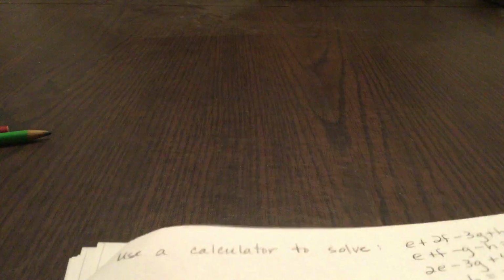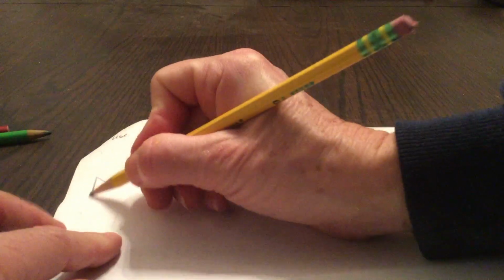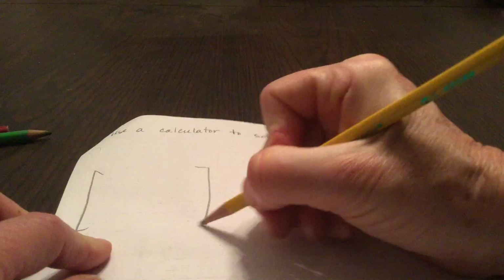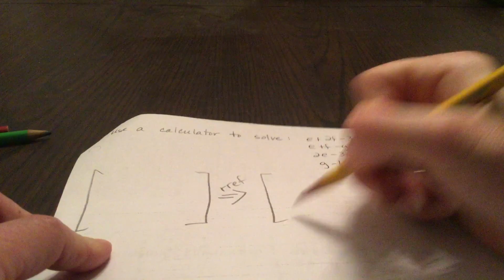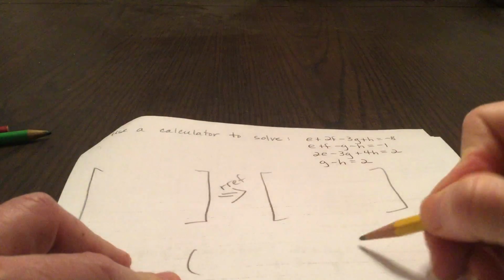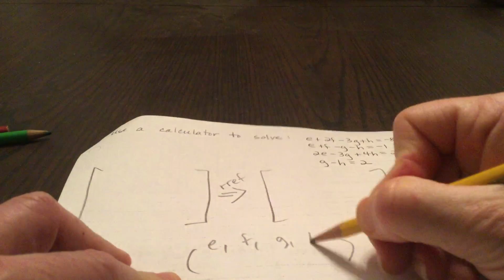Now, last one is our calculator exercise. So remember, for the calculator problem, all you need to do is tell me what matrix you're putting in. Okay. So what matrix am I putting in? And then I'm going to RREF, and a matrix is going to come out. And then I'm going to have my answer, which in this problem is going to be E, F, G, and H.